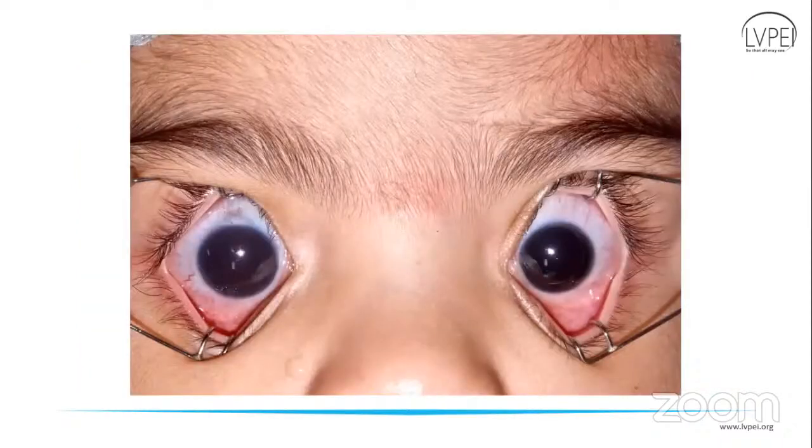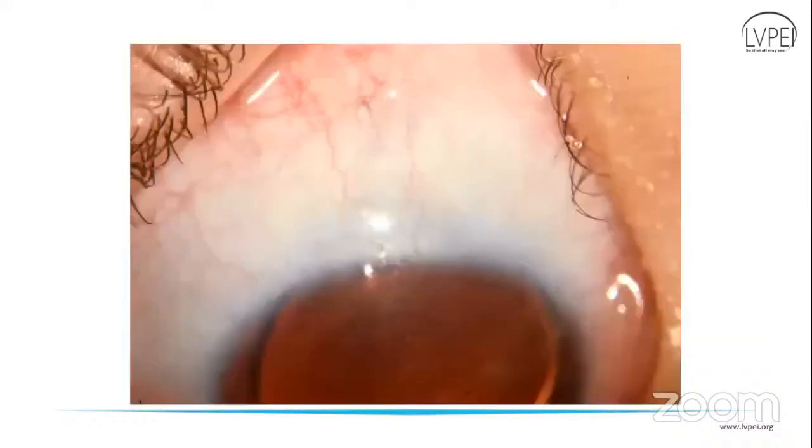Here is a patient. We did combined trabeculectomy in the right eye, and in the left eye intraocular pressure was controlled with one medication, and there was no corneal edema. We are following this child. This child was having macular hypoplasia. The bleb appearance of this child was photographed at 6 months postoperative.